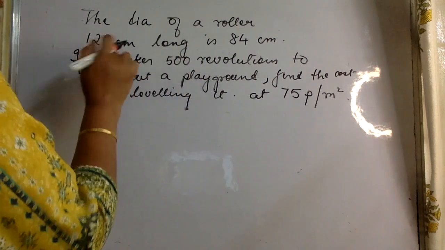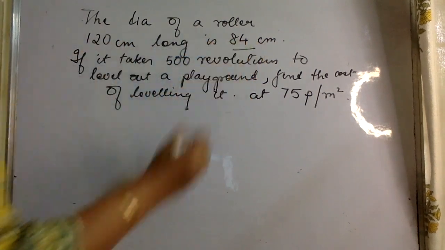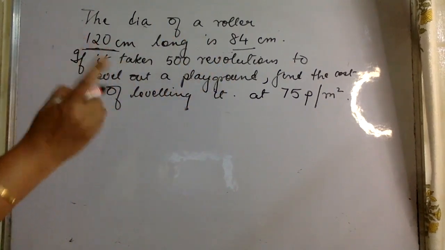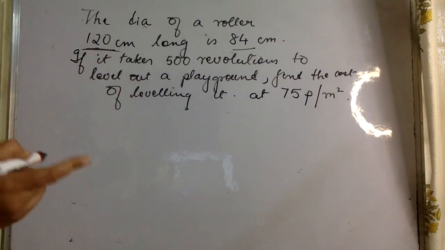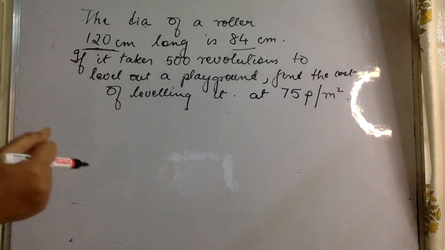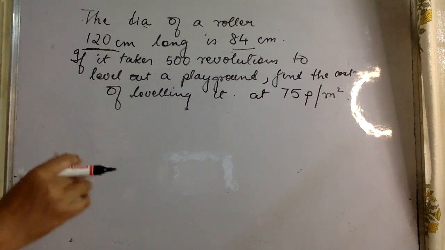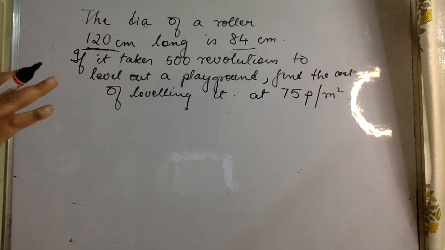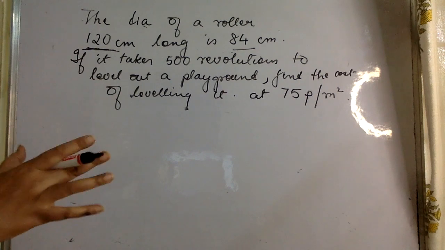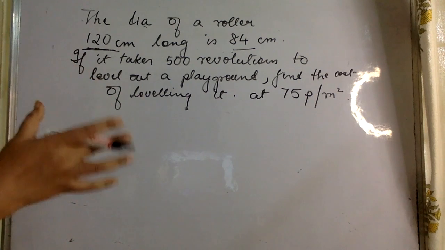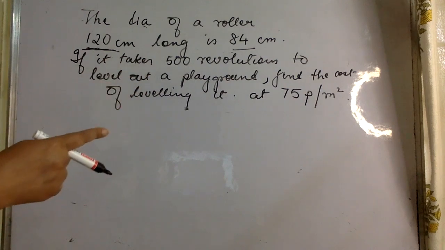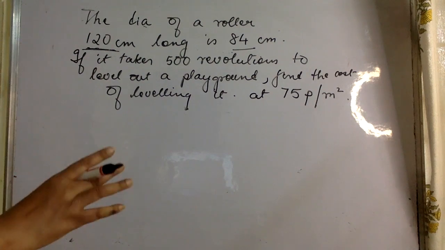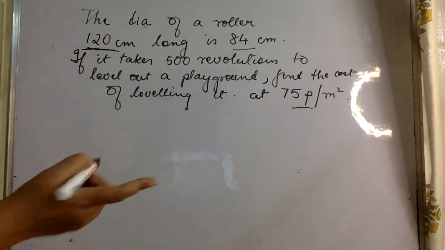The diameter of a roller 120 centimeter long is 84. Okay, don't take the diameter as 120. The diameter is 84 and the length is 120, meaning the height of the cylinder. The roller is generally a road roller kind of thing, which is cylindrical in shape. If it takes 500 revolutions to level out a playground, they are not giving us the area of the playground, rather they are measuring it in terms of how many revolutions it makes. It takes 500 revolutions to level it out. Find the cost of leveling if 75 paise per meter square is the rate.